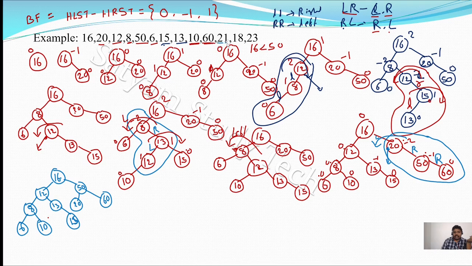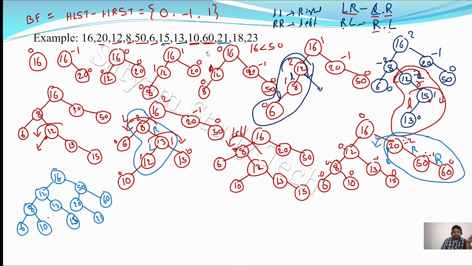Now we can add 21. Where can you add 21? You can see here the 21 is added here. Okay, so the balance factor is, okay, it is balanced. You cannot perform any rotations, right? You have to calculate the balance factor after adding each and every element.